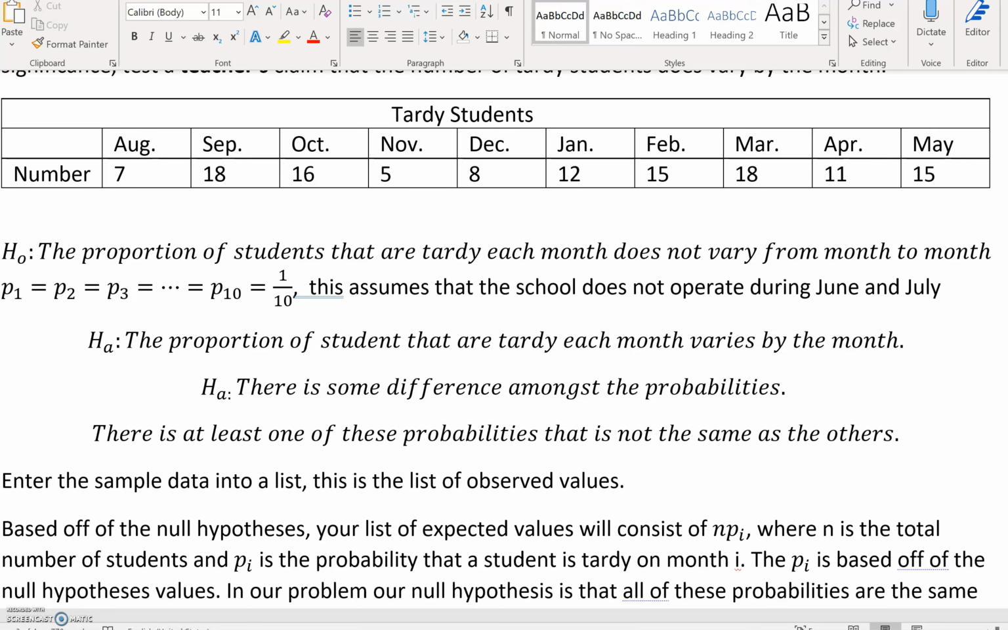What is the alternative hypothesis? The alternative hypothesis is that the proportion of students that are tardy each month varies by the month. The more general way to say this for any particular problem is that there is some difference amongst these probabilities, p subscript 1 through p subscript 10. Another way of saying it is there is at least one of these probabilities that is not the same as the others.